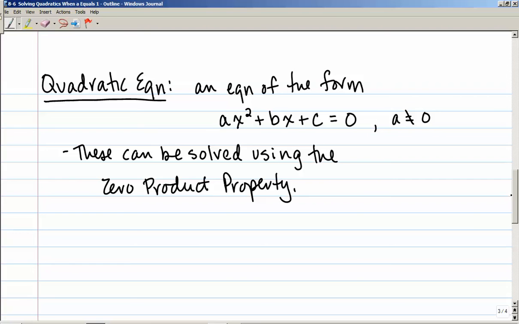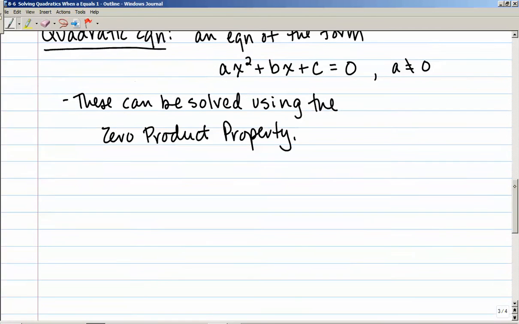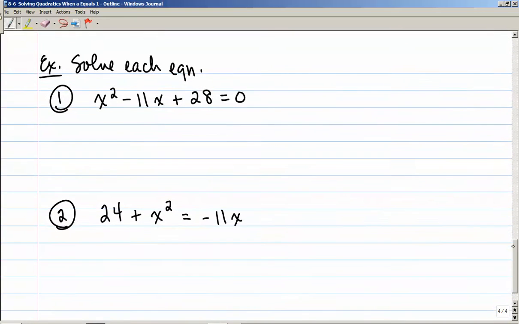Now, a quadratic equation is an equation of the form ax squared plus bx plus c equals 0, where a cannot equal 0. And as we've seen in this section so far, in every example we've had a equals 1. We can solve a quadratic equation of this form by using the zero product property, which we talked about in the last lesson. Remember, the zero product property says that if I'm multiplying two things and the product I get is 0, then either one or both of those must equal 0. So let's use that property to solve a couple quadratic equations here.